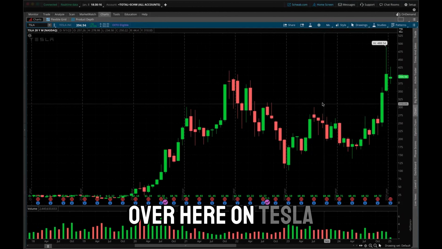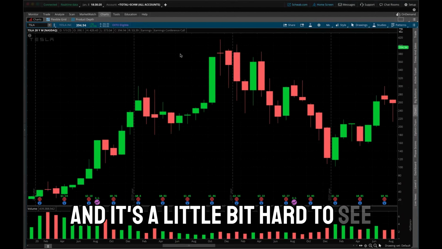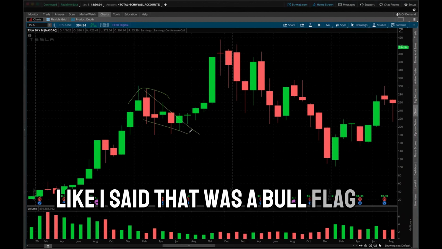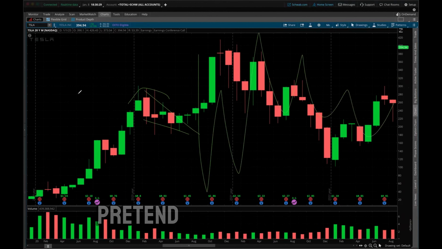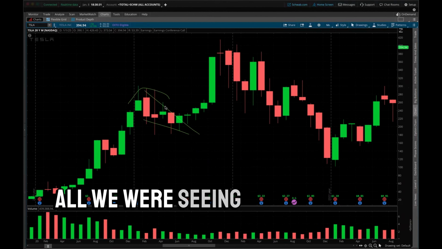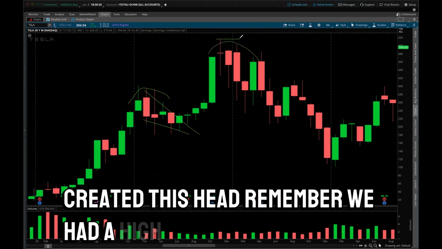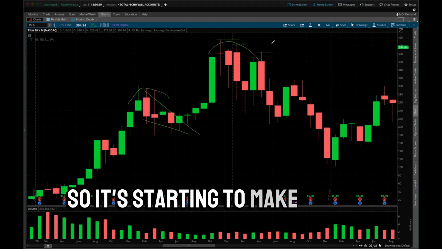Over here on Tesla, I noticed that there was a bit of a head and shoulders, and it's a little bit hard to see, but right here, boom, shoulder, right? Like I said, that was a bull flag at the time. Remember, we didn't even know that the rest of this existed. Pretend that didn't exist. All we were seeing was that flag. And then it pushed up, created this head. Remember, we had a high, then we had a lower high, and then we had a lower high. So it's starting to make a downtrend.